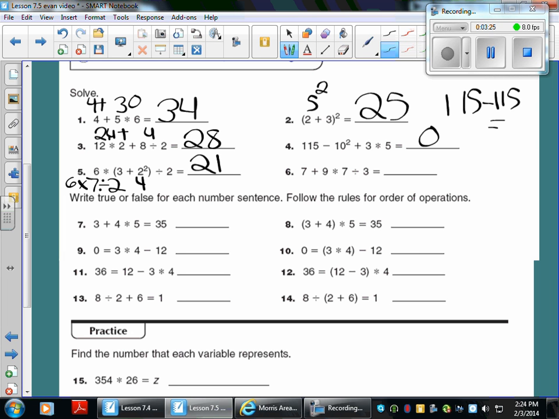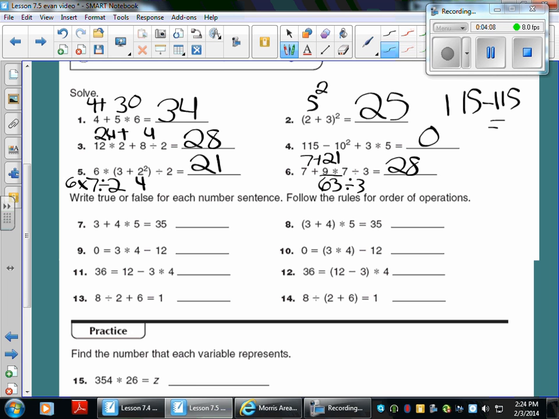This next problem, 7 plus 9 times 7 divided by 3. Again, just read it left to right. Multiplication and division come first, so I have to work those out. 9 times 7 gives me an answer of 63. 63 divided by 3 gives me an answer of 21. So I have 7 plus 21, which gives me an answer of 28.